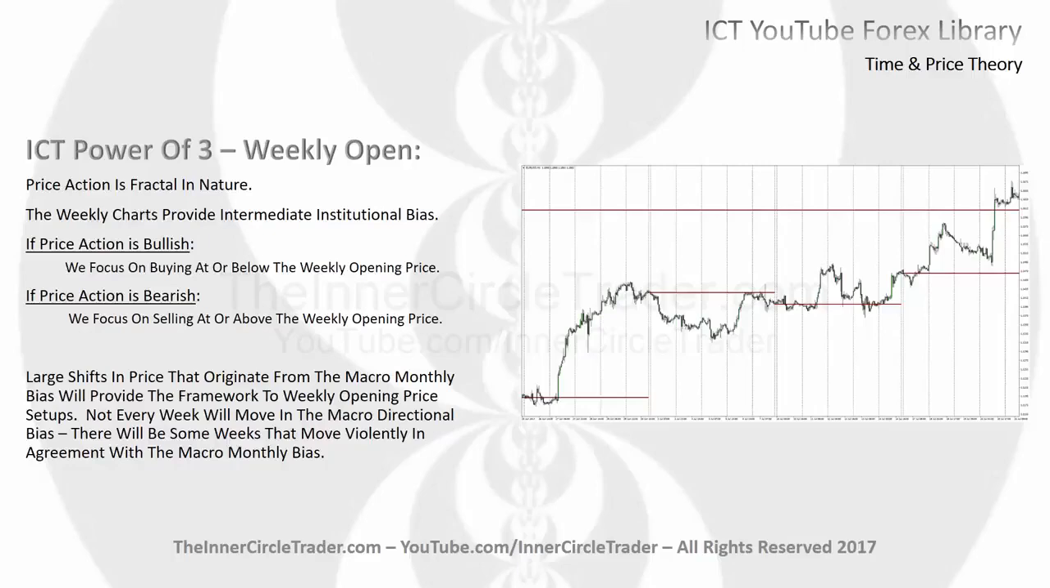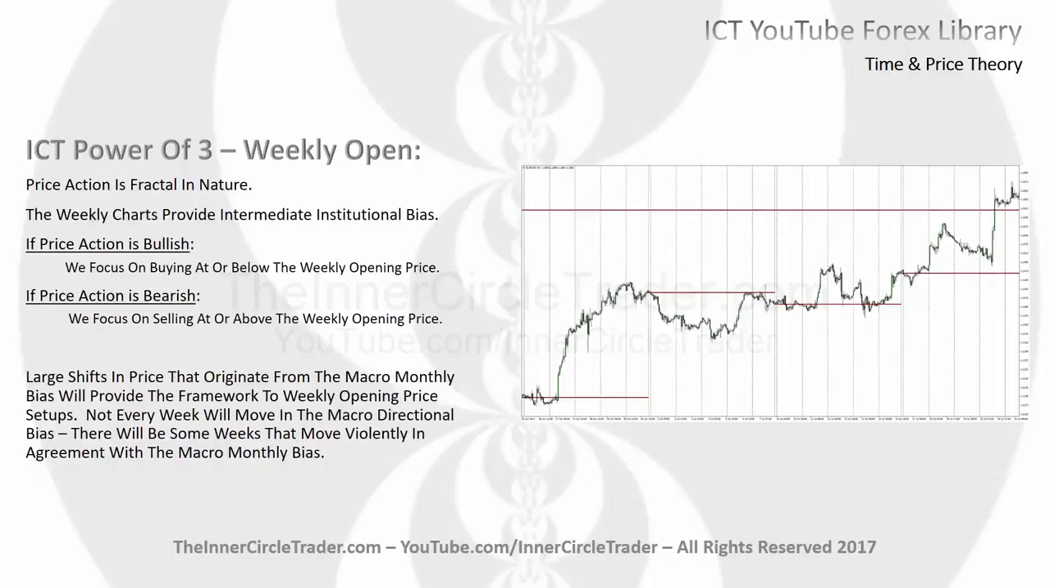Now, large shifts in price that originate from the macro monthly bias will provide the framework of weekly opening price setups. Now, here's a key point. Make sure you remember this because it's not that every week is going to be bullish or bearish. Not every week will move in the macro directional bias. However, there will be some weeks that move violently in agreement with the macro monthly bias. So just like we have retracements on any other time frame, we may be longer term bullish on the macro monthly perspective, and in the weekly we may be enduring some measure of retracement or consolidation.